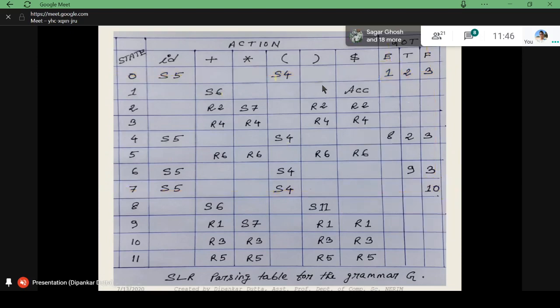And see, in the entire table, we have divided the whole table into two parts. One is action and one is goto. Within the action, we have rule number 1, rule number 3, and rule number 4. And for the goto, we followed rule number 2. Okay?